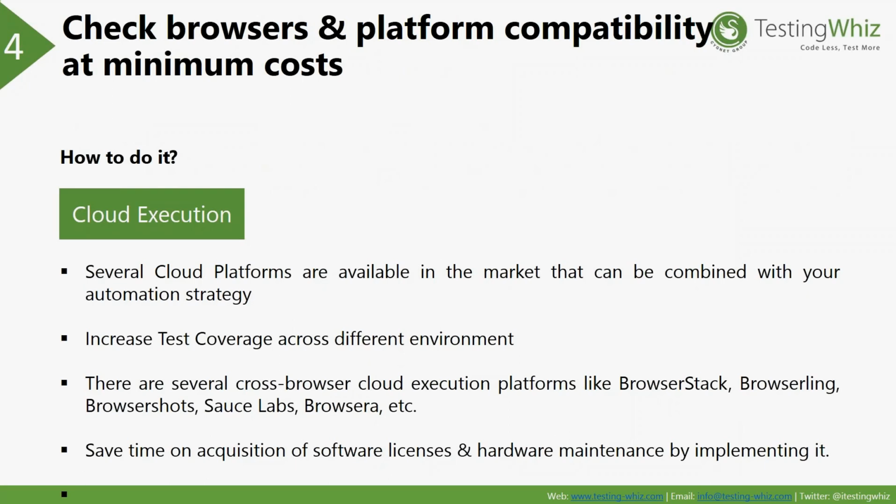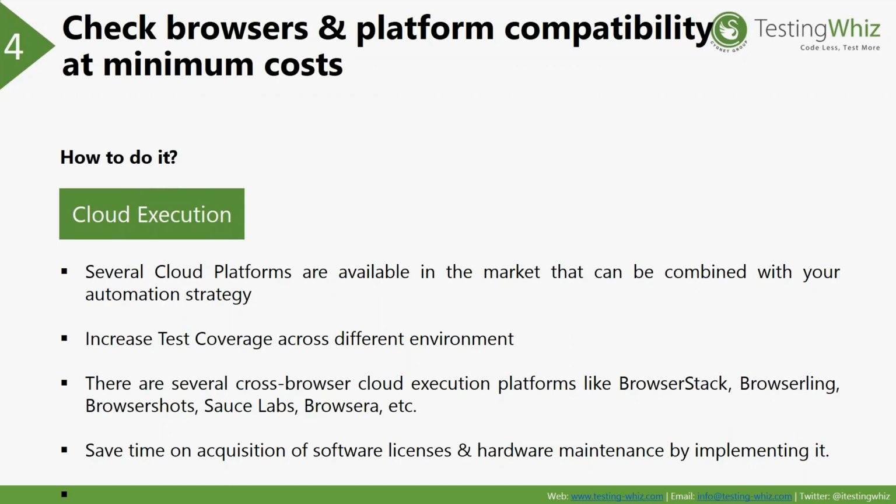The other way is to check browsers and platforms at minimum cost. There are several cloud platforms available in the market that can be combined with your automation strategies. There are tools from Sauce Labs or BrowserStack, which are two of the most popular, but there are a lot of newer cloud execution platforms available in the market like BrowserLink, BrowserShots, and others.